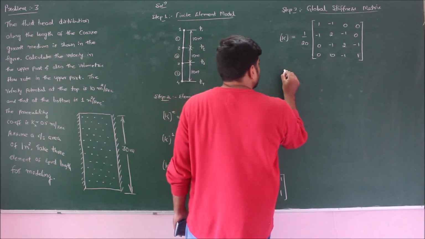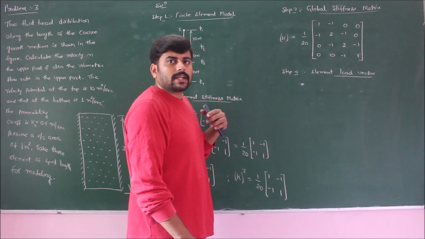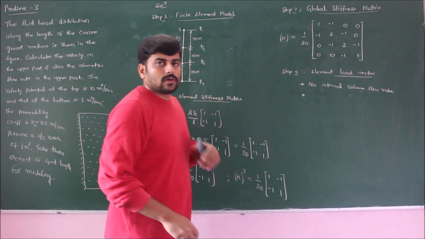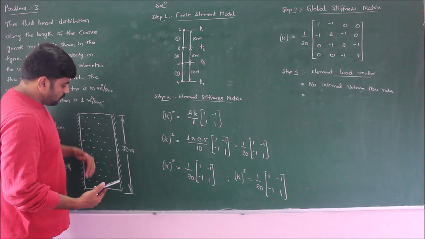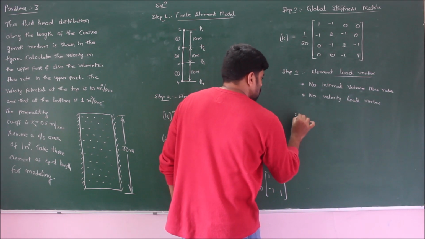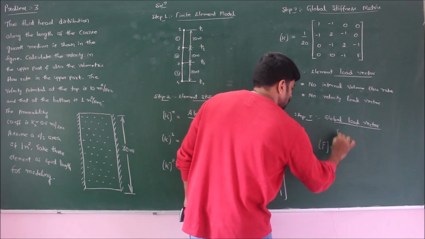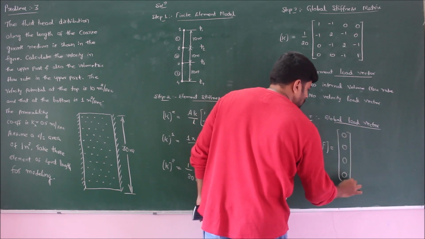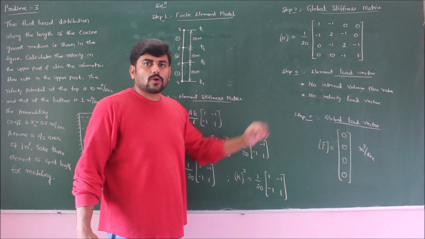Now moving on to step 4, element load vector. This problem does not contain any internal volumetric flow rate generation, so there is no internal volume flow rate, and also fluid is not entering or leaving. There is no boundary condition of flux for this problem, so there is no velocity load vector. Therefore the step 5 global load vector will become 0. That is, F is equal to 0 at node 1, node 2 is also 0, node 3 is also 0, and node 4 is also 0. Unit is meter cube per second. This completes the global load vector.